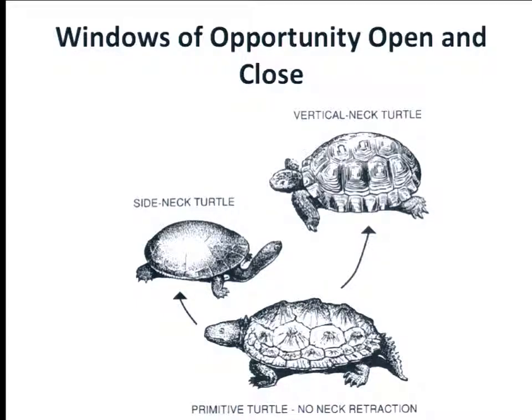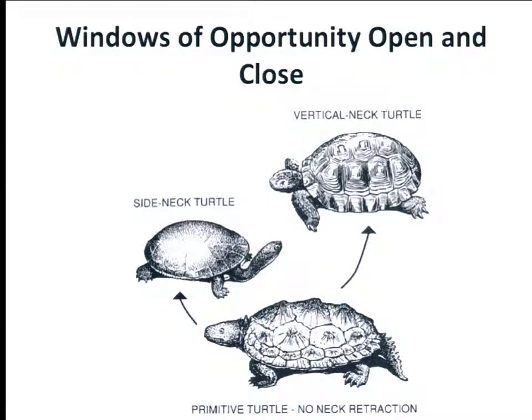Now, if you've got a shell, two things change for you. The first is that you're probably big and lumbering, so you might actually want to protect yourself by hunkering down. And second, you've got a shell, so you've got a place to pull your head into. So the rules of biology, of evolution have changed for you. And it turns out that neck retraction actually evolved twice.